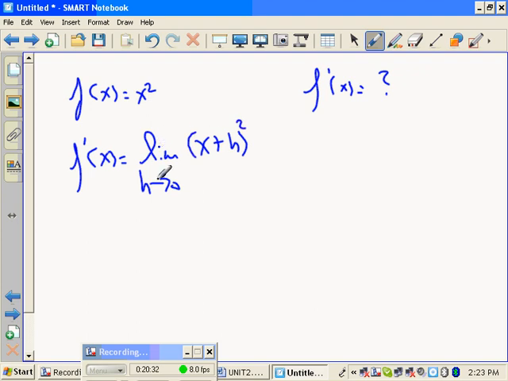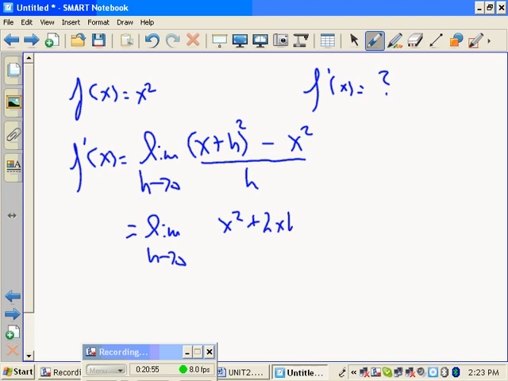Okay, so it's the limit as h goes to 0 of f of x plus h minus f of x. What's f of x? X squared. All over, don't forget this is the problem, all over h. Now, you know how to FOIL, right? Didn't we just do something like this? So the limit as h goes to 0 of x squared plus 2xh plus h squared. FOIL it out the hard way if you have to.